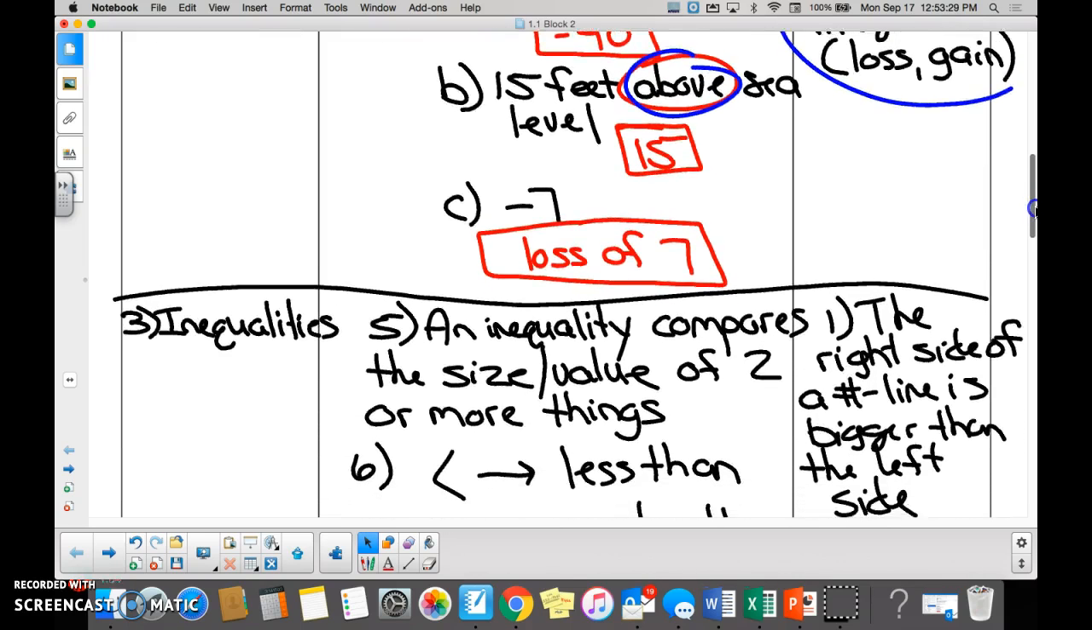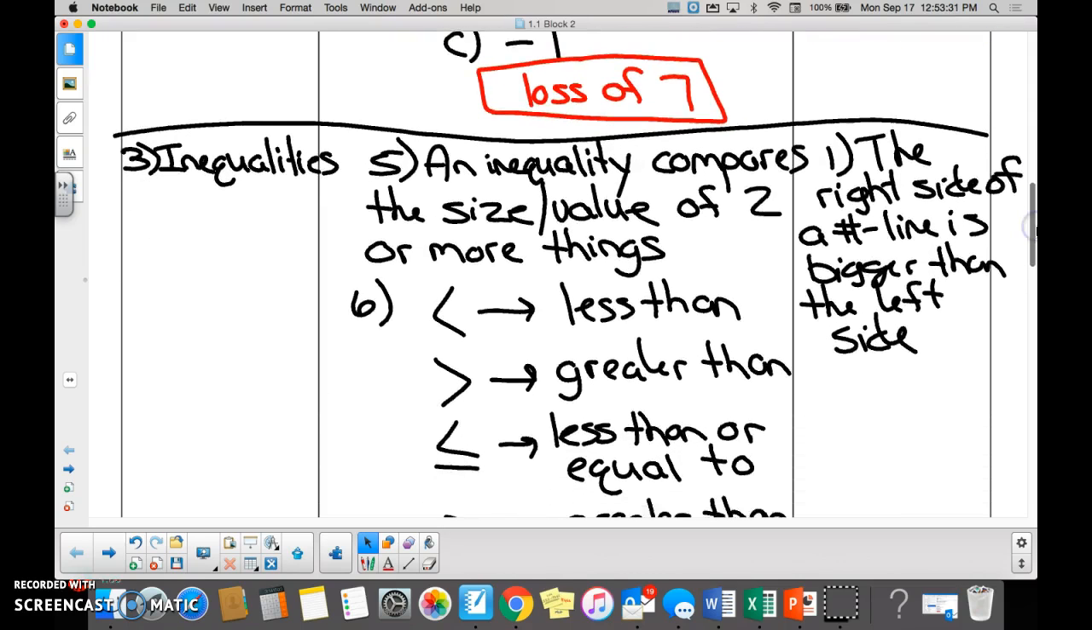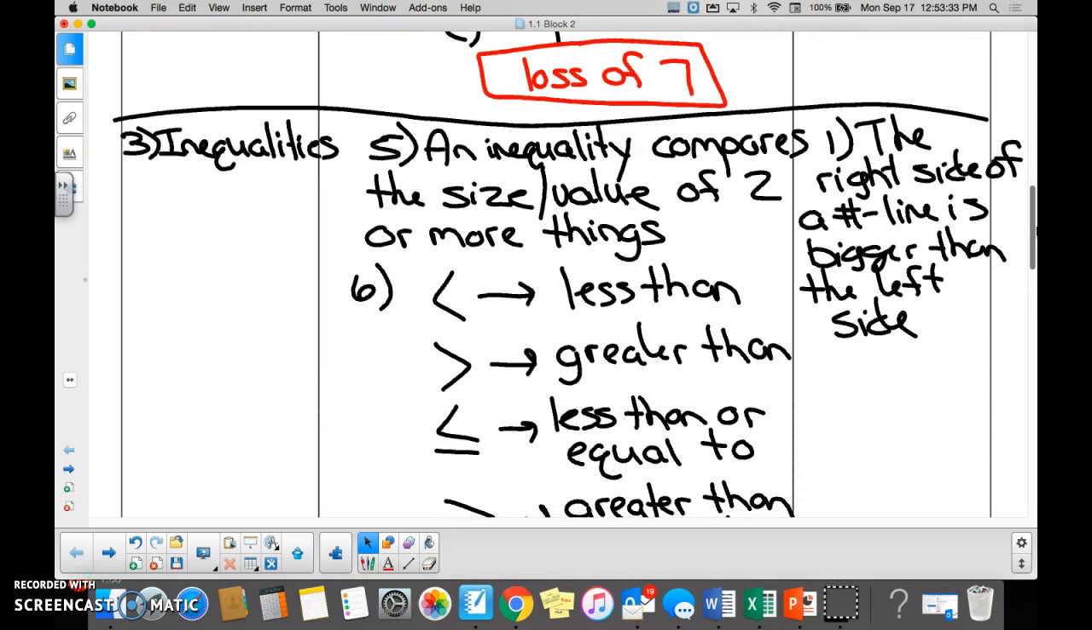The next section we talked about was inequalities, and that's where we're comparing two different things. Can someone raise your hand and tell me, how do you remember the symbol for less than, Ashton? It's a crooked L. Does this look like a crooked L? Yes. And less than begins with the letter L.